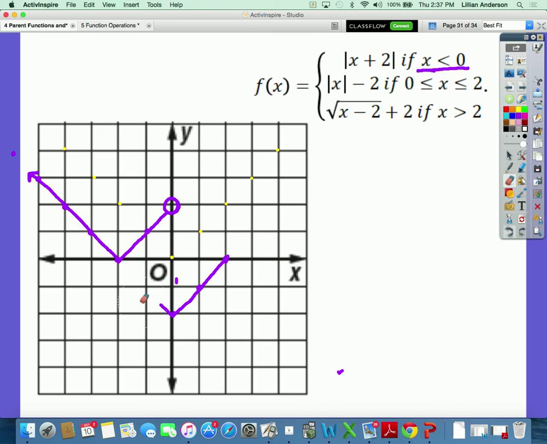And I need a what? A closed circle. On 0? Yeah. On 2? And there's the second piece. Questions so far?